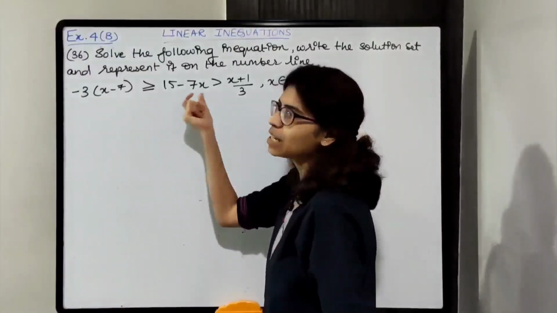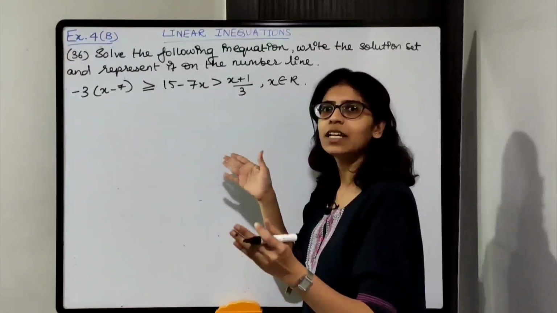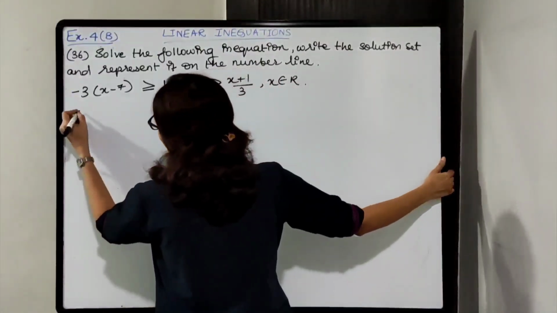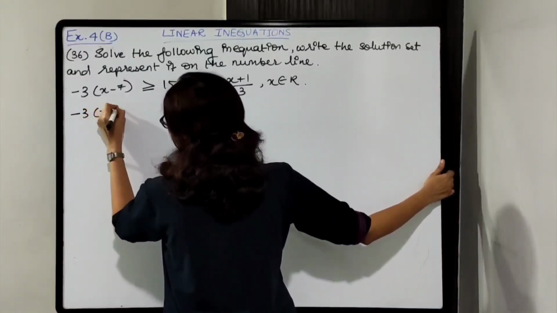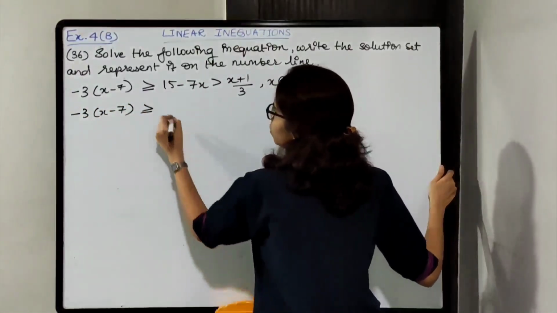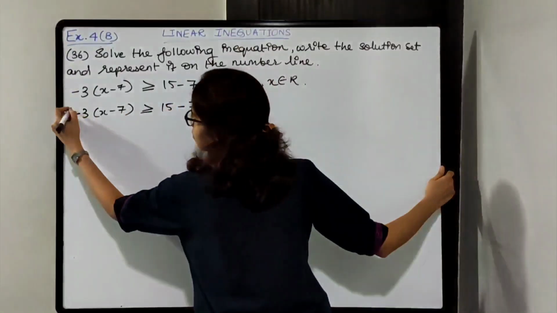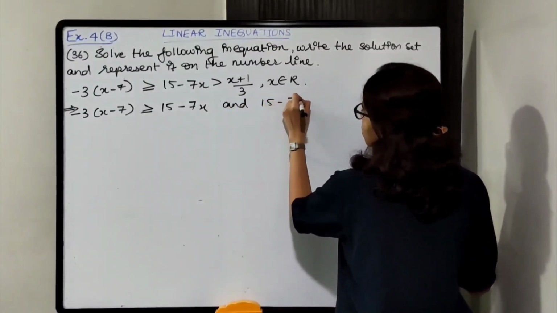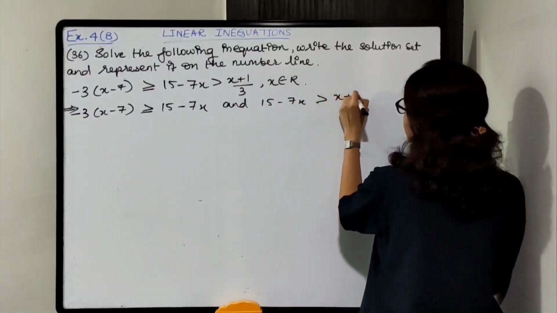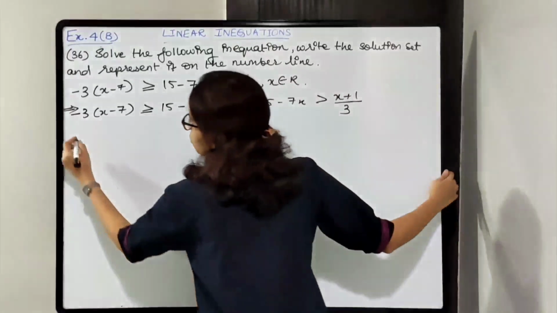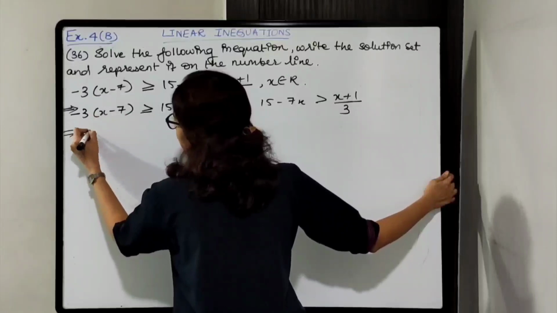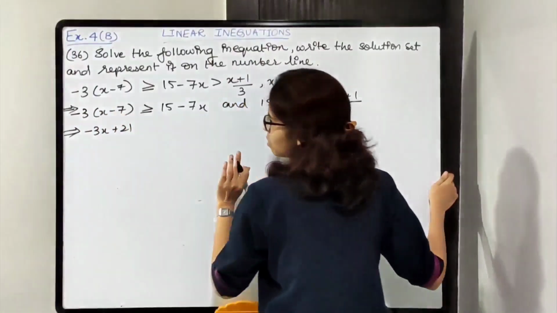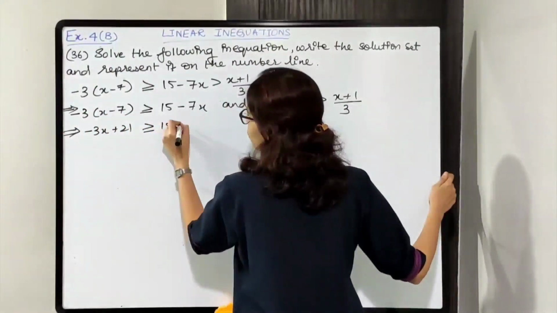There are two inequality signs, so what are we going to do? First split into two parts and then once we get the solutions, combine the solutions. Find the range of x. So minus 3 into x minus 7 is greater than or equal to 15 minus 7x. Okay. And 15 minus 7x is greater than x plus 1 by 3. So, opening the brackets, minus 3x plus 21, minus into minus becomes plus, is greater than or equal to 15 minus 7x.